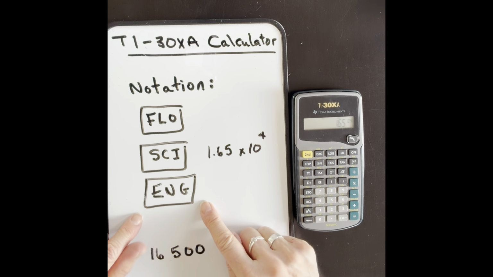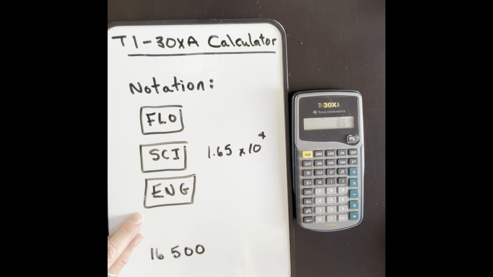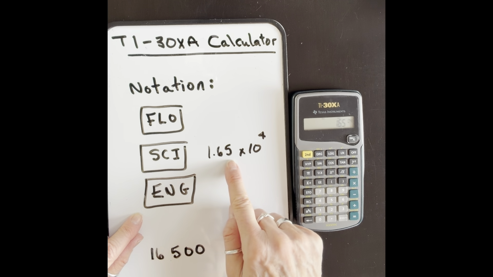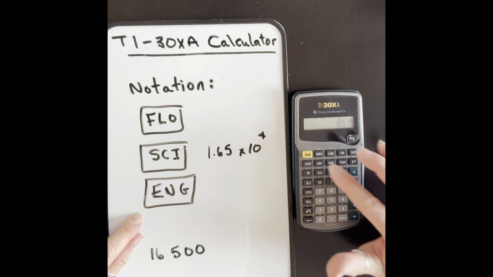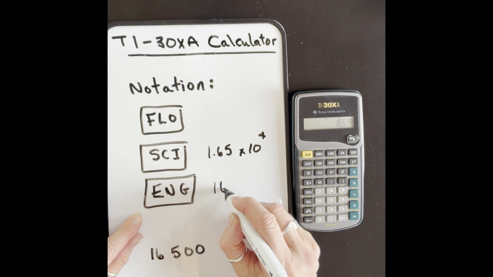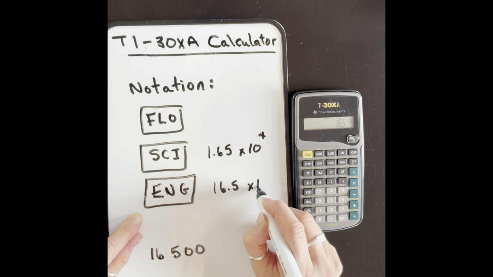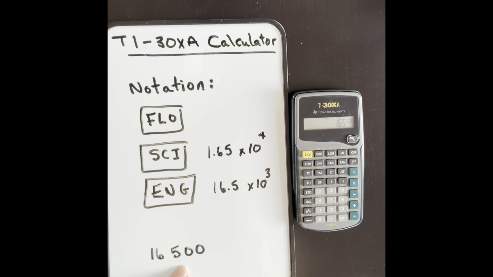Engineering notation is similar to scientific, except the exponent must be a multiple of 3, which means this number can be anywhere between 1 and 1,000. So let's take this same number and change it to engineering notation. Engineering notation is above the digit 6, so second function 6, and now it's engineering notation, which is 16.5 times 10 to the 3. These two are equivalent, and they're both equivalent to this.